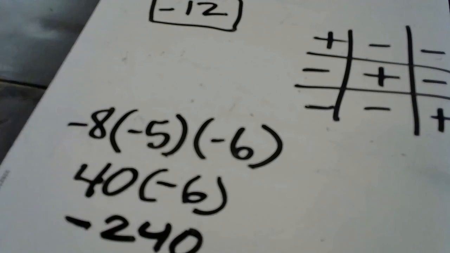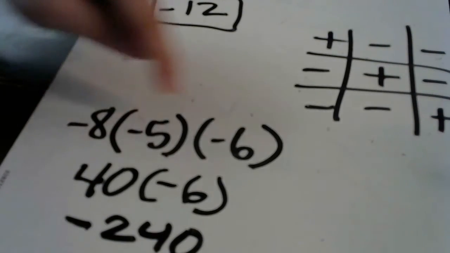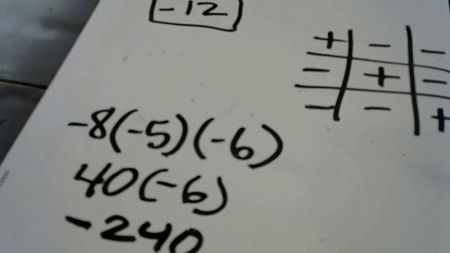The original problem was this, sorry. I don't want to confuse you guys. If you have 1, 2, 3, and 3 is an odd number of negative signs, your answer is going to be negative. If you have an even number of negative signs, your answer will be positive.